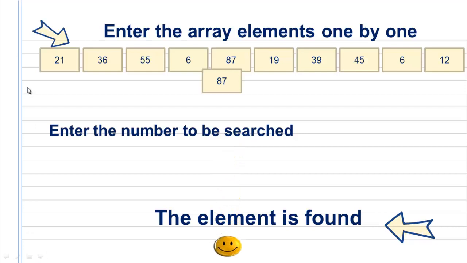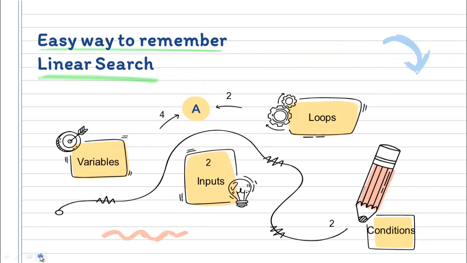So you'll be having a group of array elements. You'll be having the number to be searched. The number to be searched will be compared with each and every element of the array. So now come on, let's see what things are very important for this linear search.